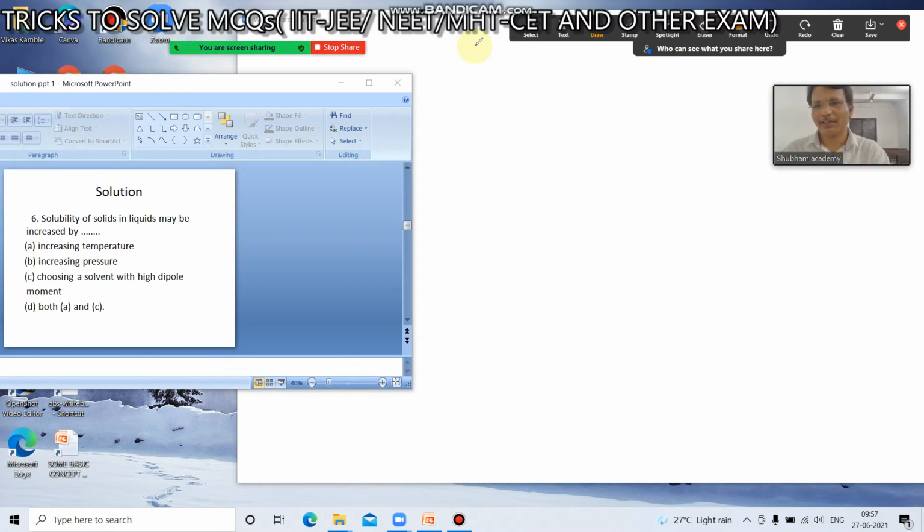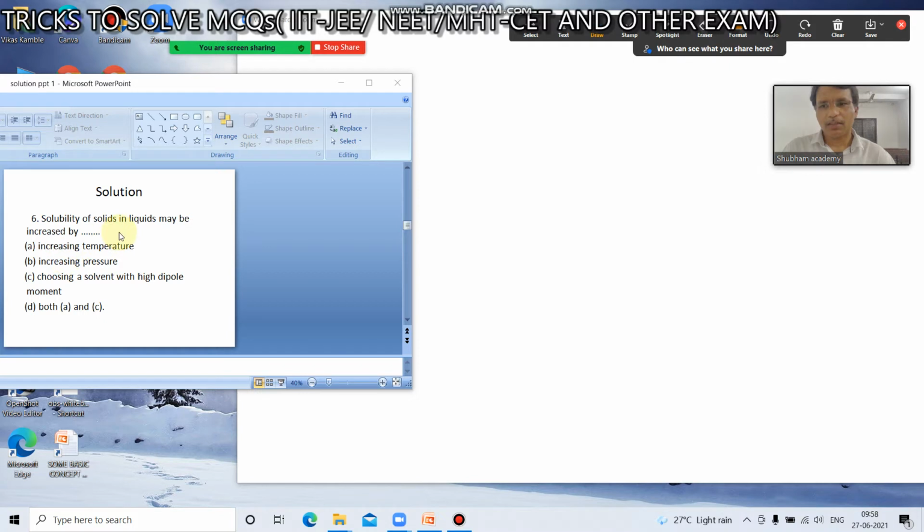So let's start this MCQs. This is the first question of this video. Solubility of the solid in liquid may be increased by increasing temperature, increasing pressure, choosing a solvent with high dipole moments, and both A and C.